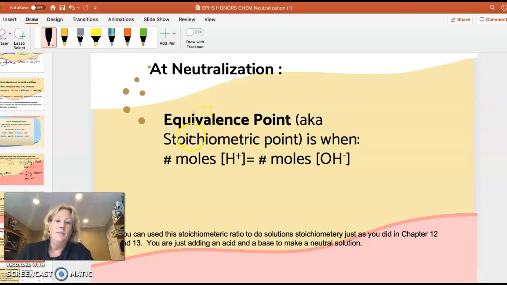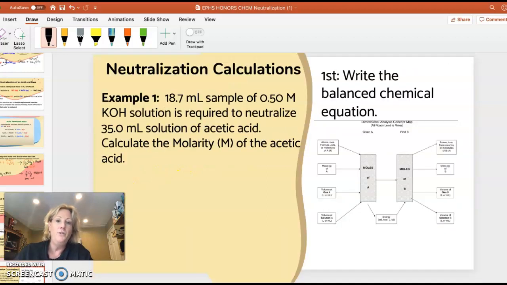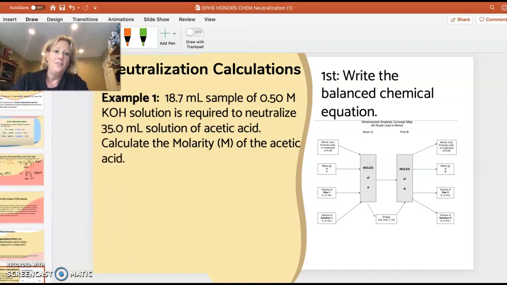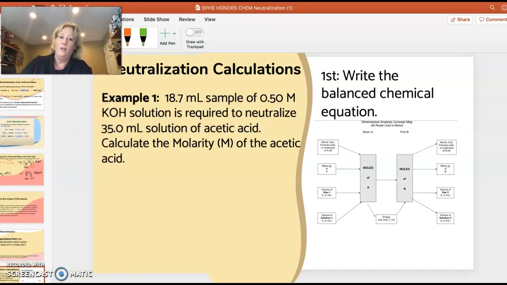So equivalence point, I talked about this when I was showing you the titration video. It's also called the stoichiometric point. It's when the moles of hydrogen ions and hydroxide ions are equal. And when we do neutralization calculations, we're assuming we're getting to that point, and then doing the calculations. So let me show you, I have 2 calculations for you.